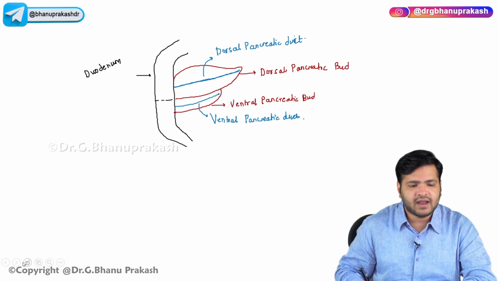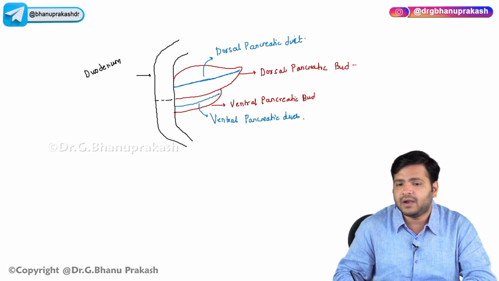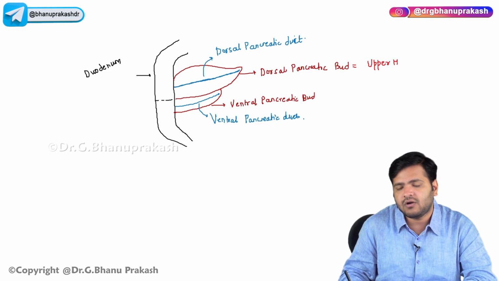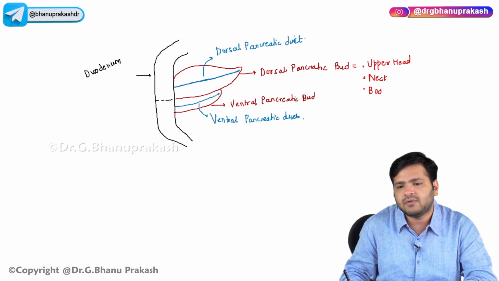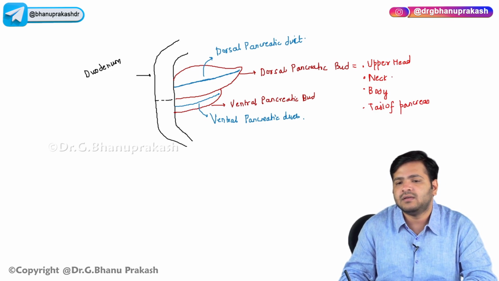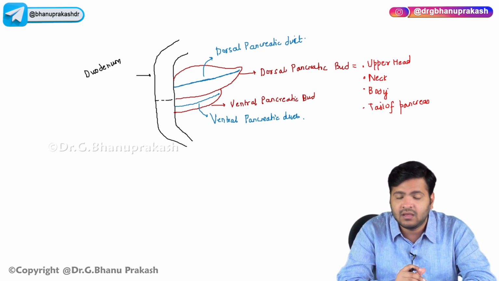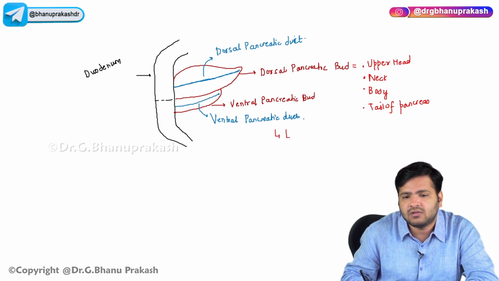Now, the dorsal pancreatic bud will give rise to the upper part of the head, it will give rise to the neck of the pancreas, the body of the pancreas and the tail of the pancreas. So we have upper head, neck, body and tail of the pancreas coming from the dorsal pancreatic bud. Now from the ventral pancreatic bud, we will have the lower part of the head, or the lower head.